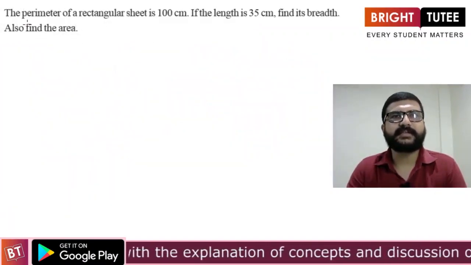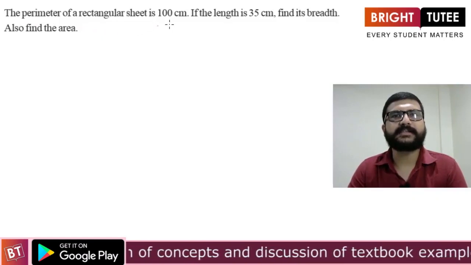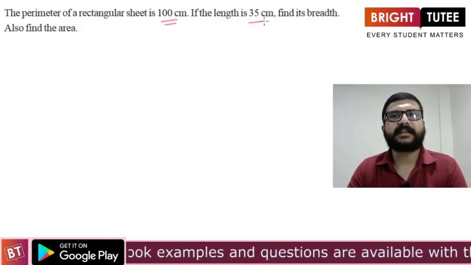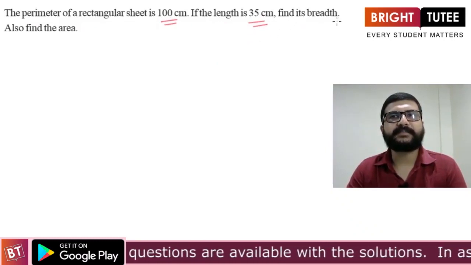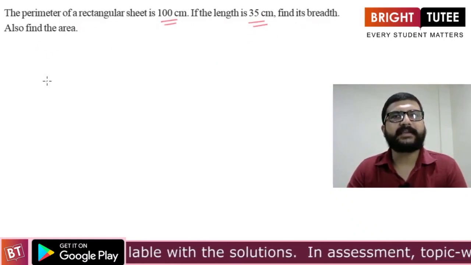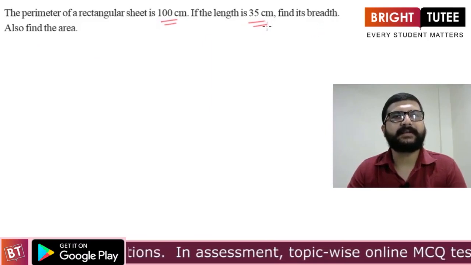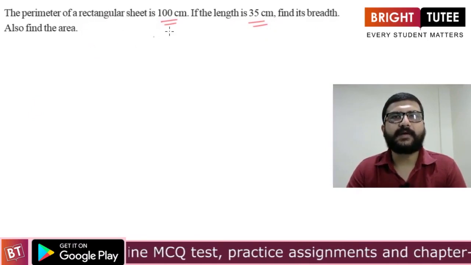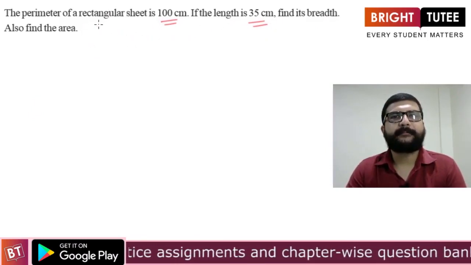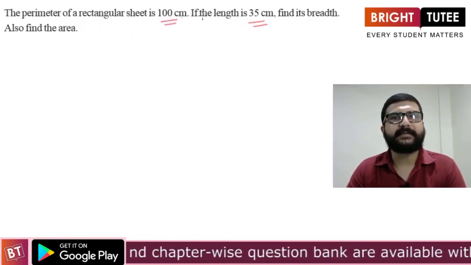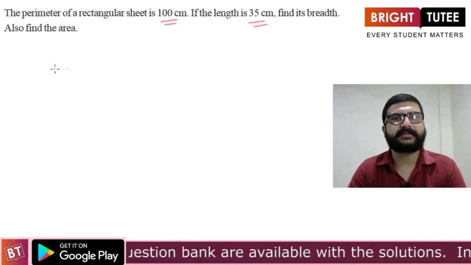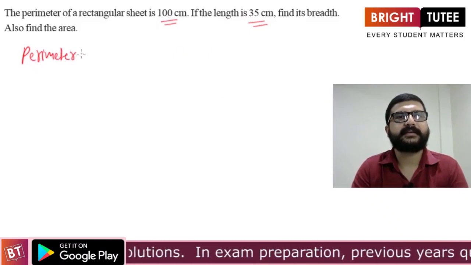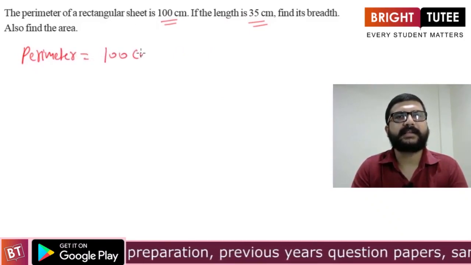Now the next question is, the perimeter of a rectangular sheet is 100 centimeter. If the length is 35 centimeter, find its breadth. Also find the area. So first of all we have to find breadth, and then using length and breadth we can find its area. So now how to find breadth? Perimeter is given to us, it is 100 centimeters, and length is given as 35 centimeters. So we are having perimeter is equal to 100 centimeters.